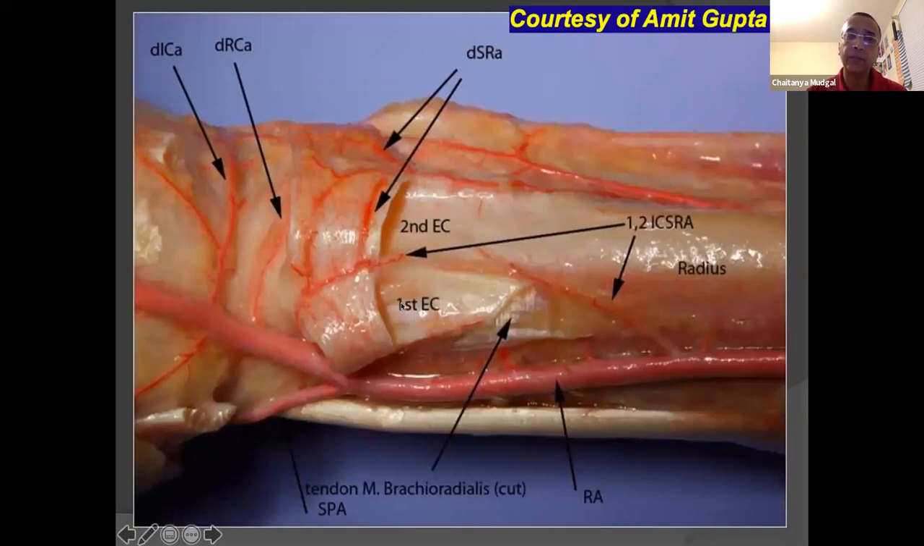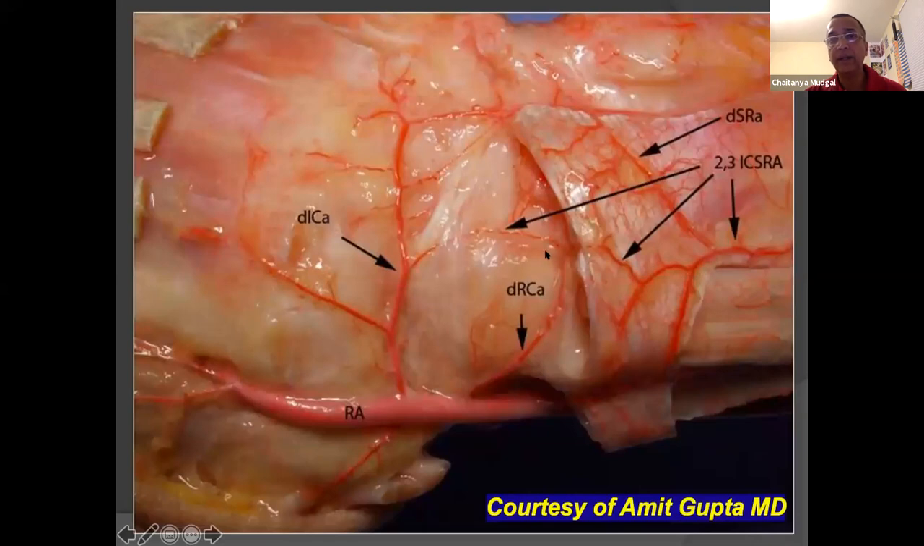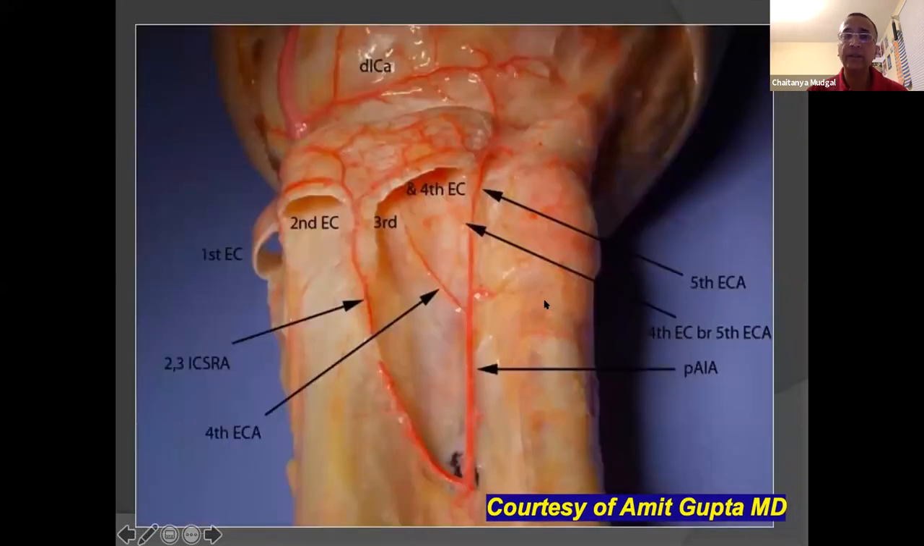So you can see it much better with these tendons removed. You can see the 1-2 ICSRA in a predictable fashion coming off the radial artery. And the one that I have used in the past more frequently is the 2-3 ICSRA between the 2nd and 3rd compartments sitting right on Lister's tubercle. The other vessels that you can avail of are the 4th extracompartmental artery and the 5th extracompartmental artery, which again provide you bone plugs with vascularity attached to it.